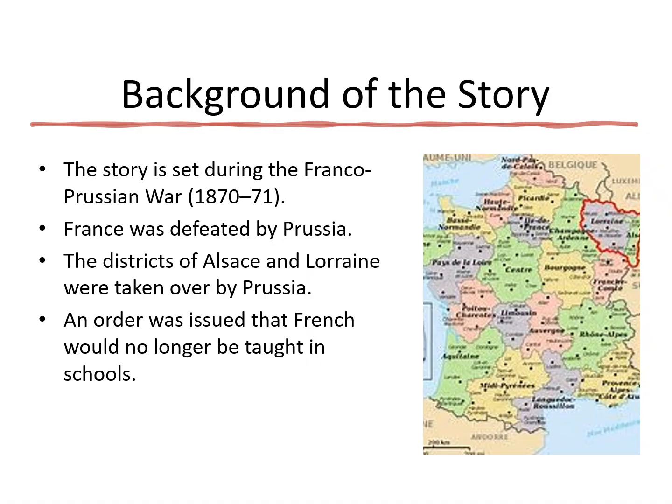Before we move to the story, it is important to understand its historical background. The story is set during the Franco-Persian War of 1870 to 71. In this war, France was defeated by Persia. After the defeat, the French districts of Alaska and Lorraine were captured by Persia. The new rulers ordered that German would be taught in schools instead of French. Because of this order, the French language was no longer allowed to be taught in those schools. This situation forms the emotional foundation of the story.